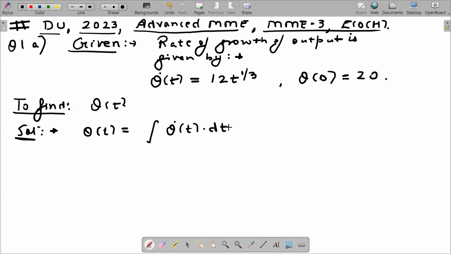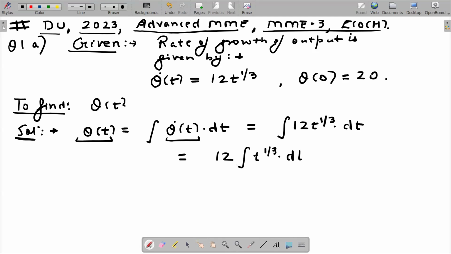Remember, when I integrate the derivative, I get back the main function itself. So integral is the antiderivative. Integral is also called the antiderivative. So when I integrate the rate of growth of output, I get back the production function. So this is going to be the integral of Q dot T, which is 12t to the power 1/3 dt. We know how to integrate this. Students should watch my lectures on integration before watching this lecture. This is going to be 12 times the integral of t to the power 1/3 dt.